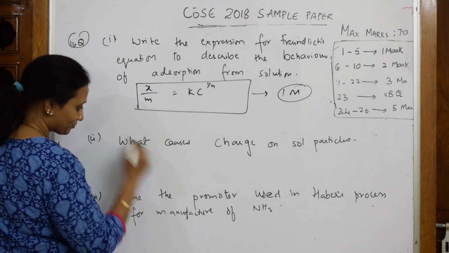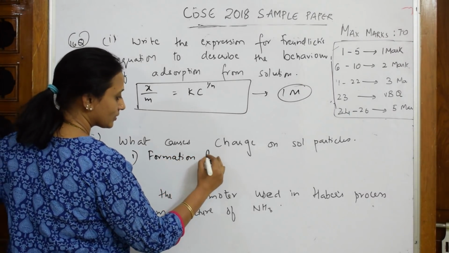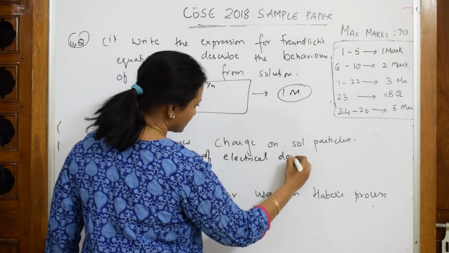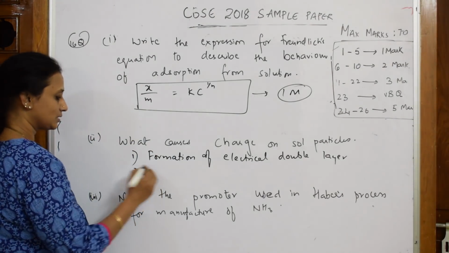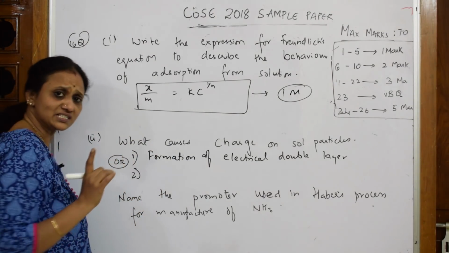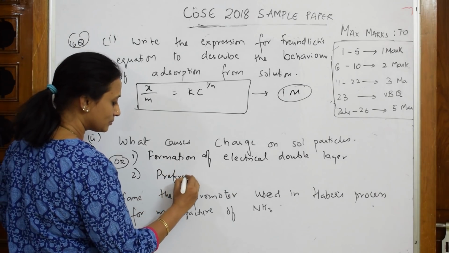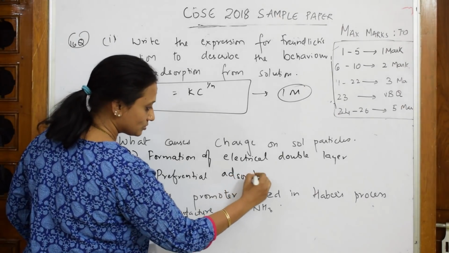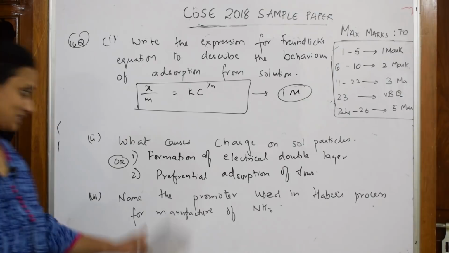One reason is formation of electrical double layer. This is one answer for which you will get 1 mark. Or you can also write, one sentence is enough, or preferential adsorption of ions. This is the answer. Both are right. Let's come back.